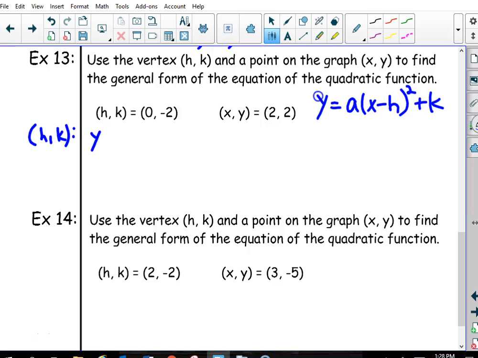So y equals a(x minus h) squared plus k. Simplify. And the next thing we're going to do is substitute x, y, because the thing that we don't know and that we're trying to get at is what's a. So we're going to do that second substitution, and then we can calculate a, and then we can finish writing our equation.